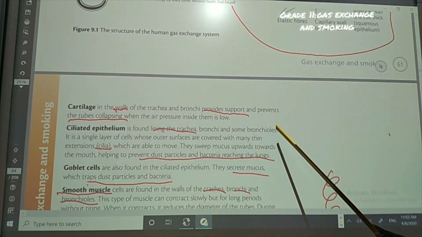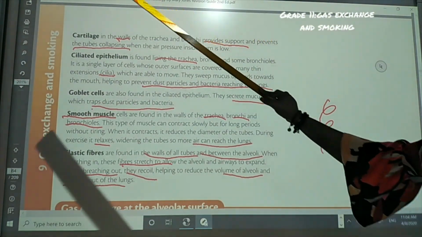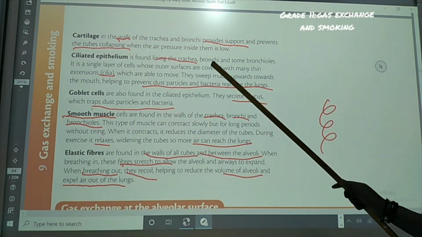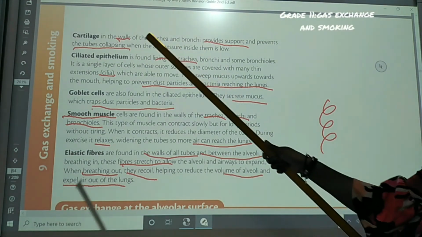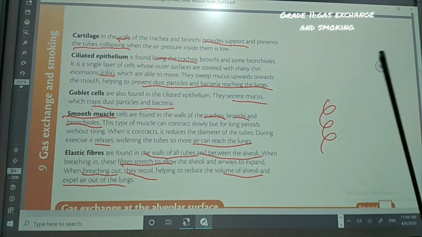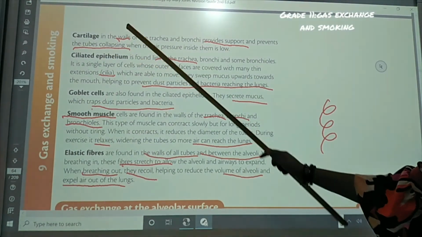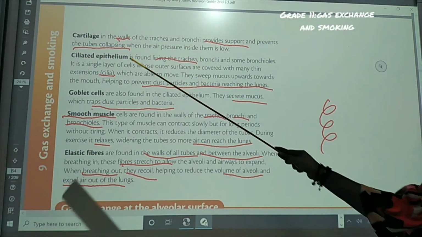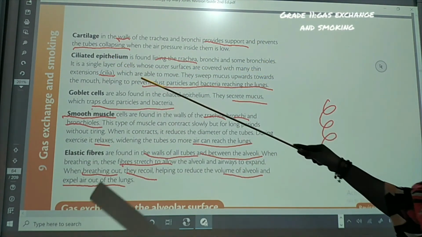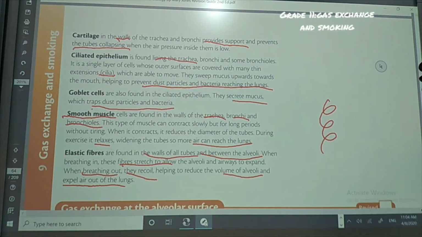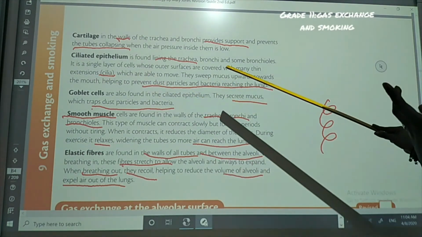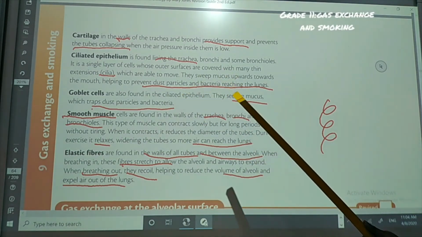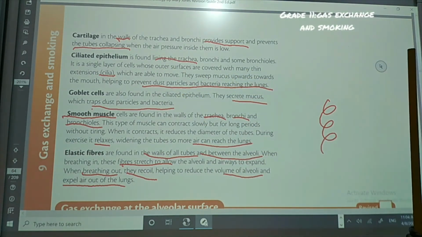So what are the functions of these things? Who can tell me where the cartilage is found? In the wall of the trachea. Good. What does it do? It provides support and prevents the trachea from collapsing. The ciliated epithelium, where is it found? Inside, in the lining of the trachea. It's a single layer of cells covered with cilia. What does the cilia do? They sweep mucus upward towards the mouth, helping to prevent dust particles and bacteria from reaching the lungs.